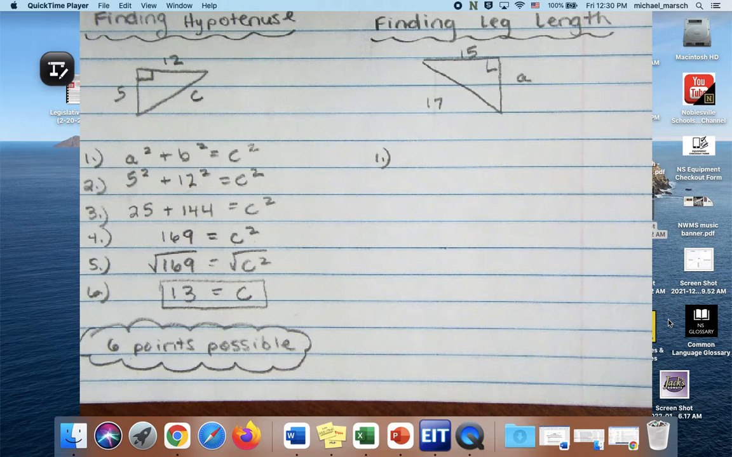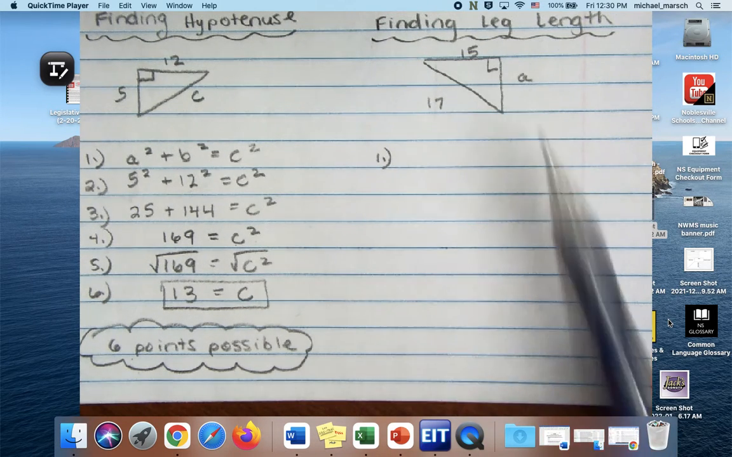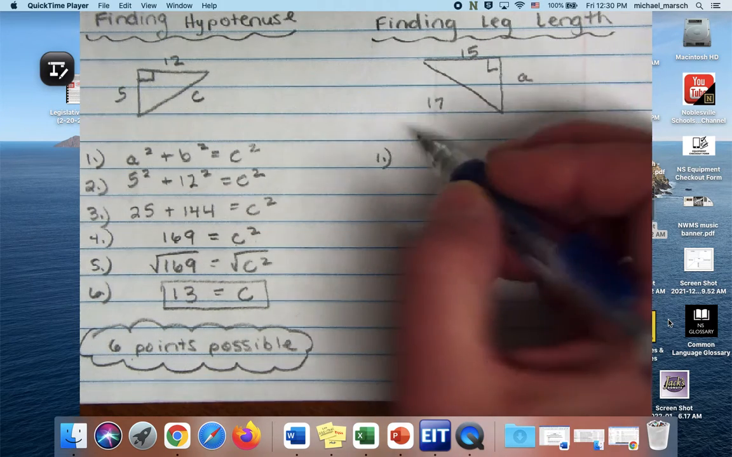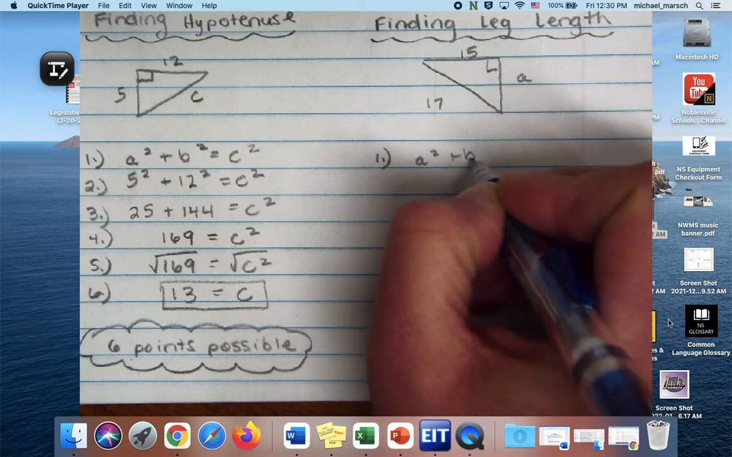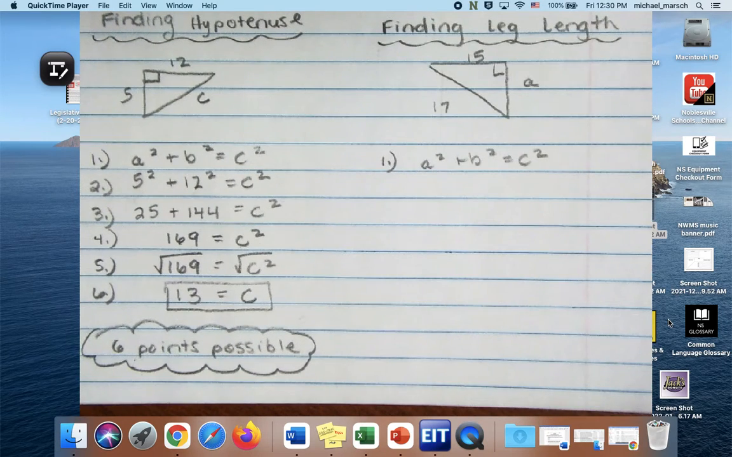So my advice is to always solve for A when you're trying to find a leg length. It won't be counted wrong if you solve for B. However, if your handwriting is not the clearest, you might want to save yourself the trouble and use A. You know who you are. Okay, first step, same thing. A squared plus B squared equals C squared. Always going to have to write the formula.